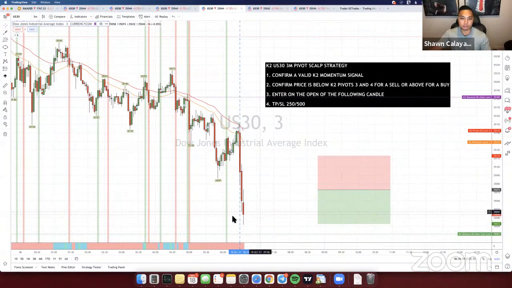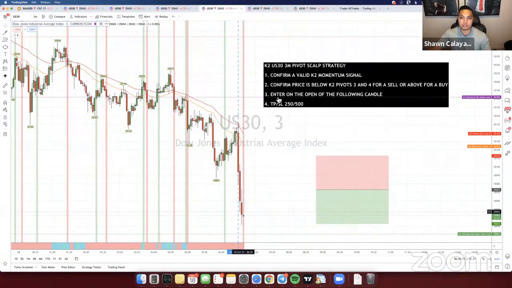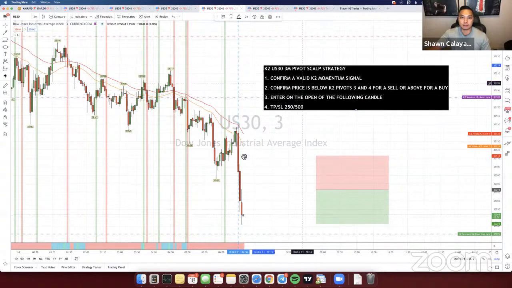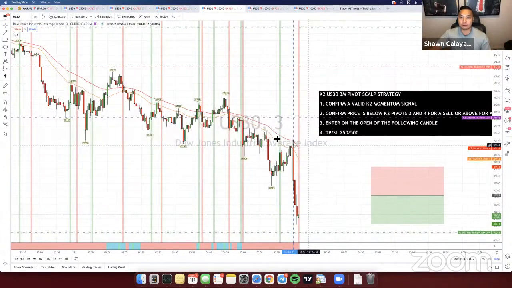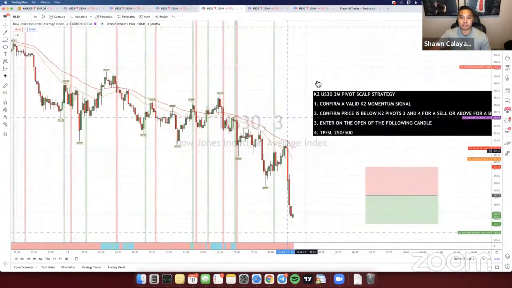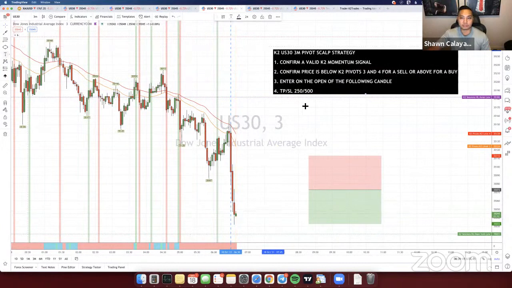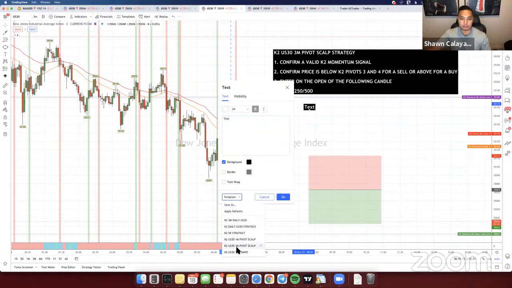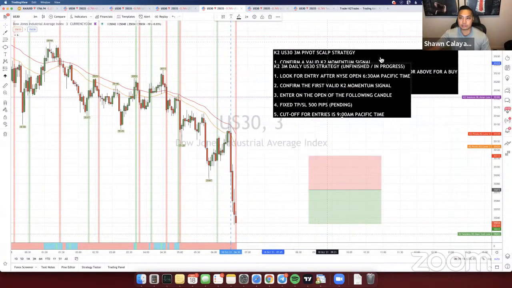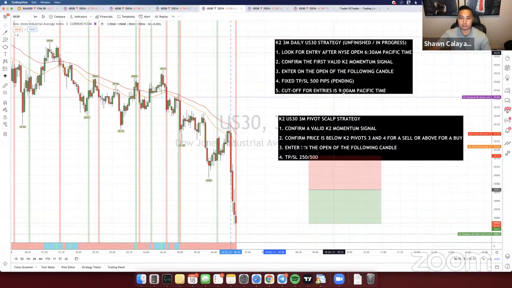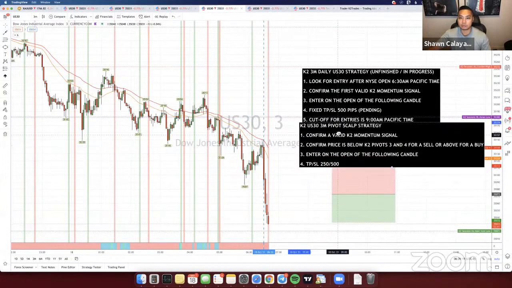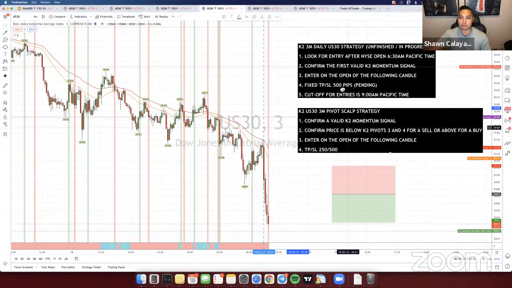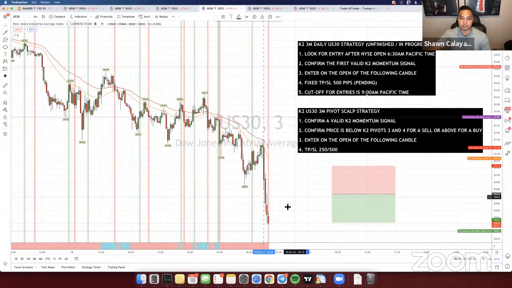So right here, there's no entry because there was no sell signal. We need a sell signal in order for us to take the entry, for not just the pivot scalp strategy, but also for the daily strategy as well, for the 3 minute. Just a reminder, guys, this strategy here is not official. We're still working on it, but we've been using it for the past couple of weeks, I guess, and it's been pretty solid.